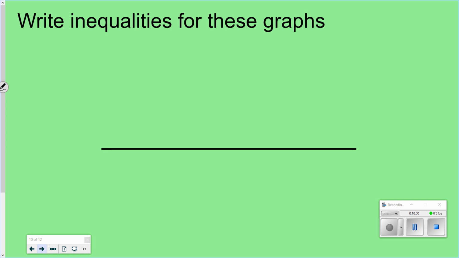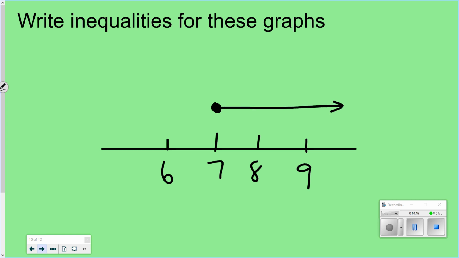So the last part is I'm going to give you some graphs, and then we have to write the inequality for it, which is pretty simple. It's just going backwards. So if I have 6, 7, 8, 9, and I have something that looks like this, your inequality would obviously have 7 in it and an x. So if I look at this, I know it's going to be one of these signs. But x could be 7, it could be 8, it could be 9, which means that x could be greater than or equal to 7. So your job is to write the inequality from the graph.